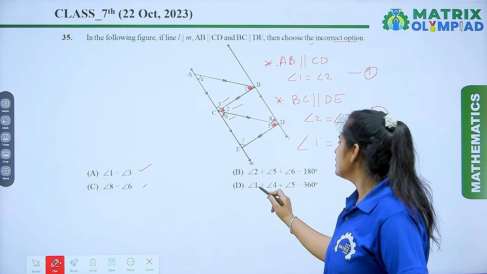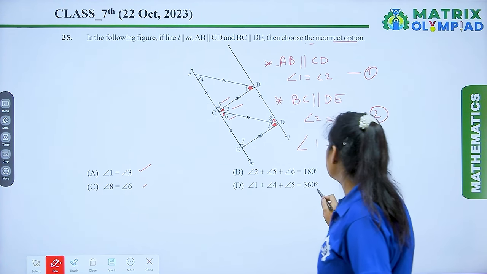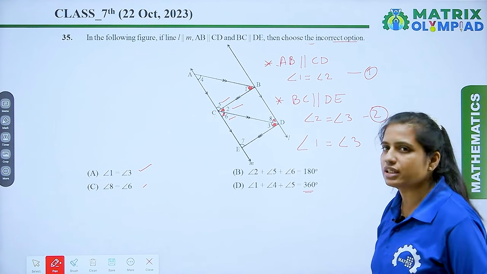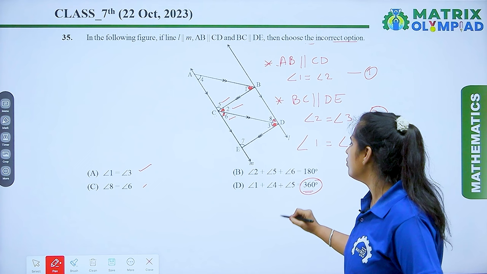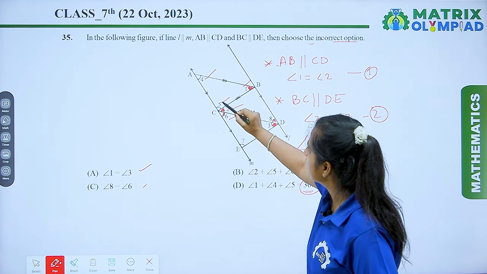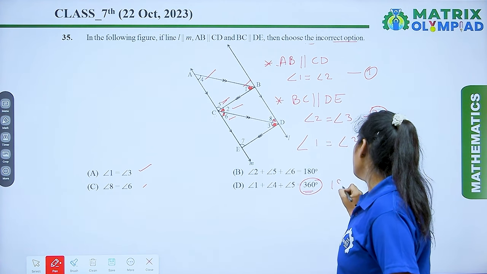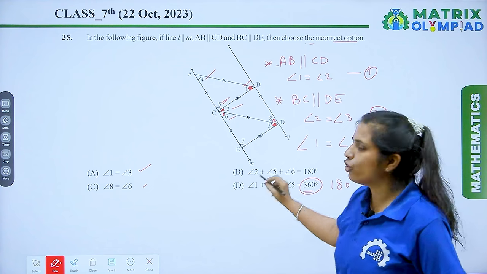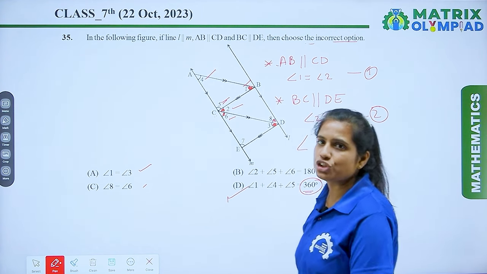Now, the last one is angle 1 plus angle 4 plus angle 5 is equal to 360 degrees. So, this statement is incorrect because the sum of three angles, angle 1 plus angle 4 plus angle 5, is equal to 180 degrees. So, option D is the correct answer for the given question.